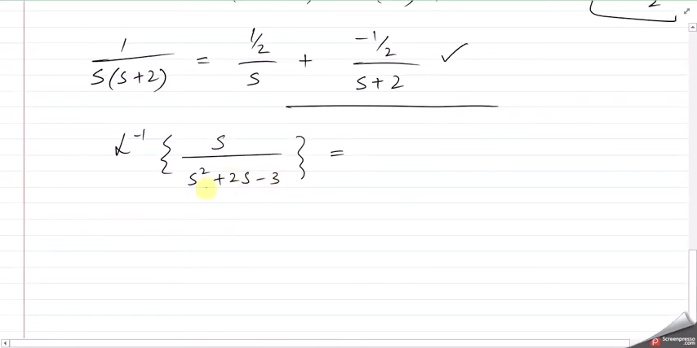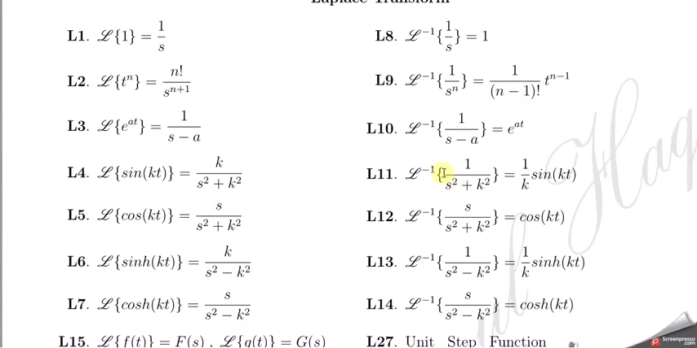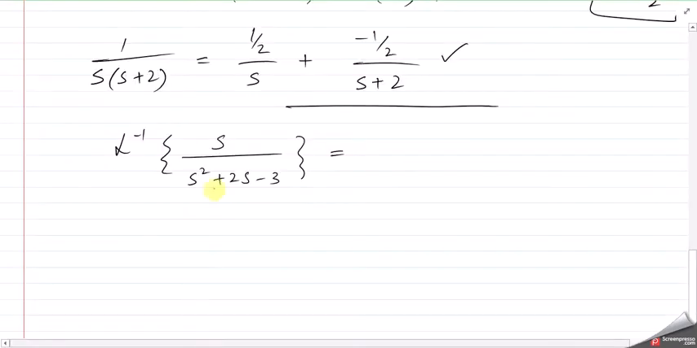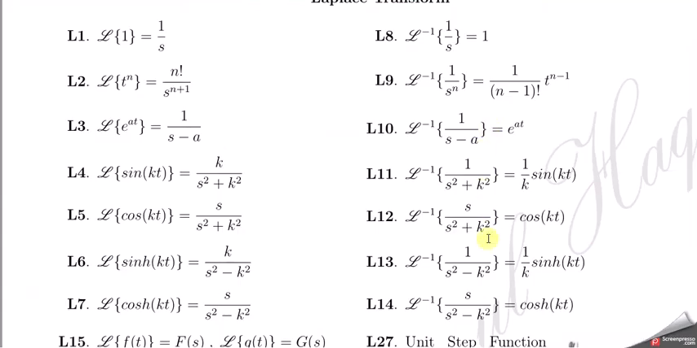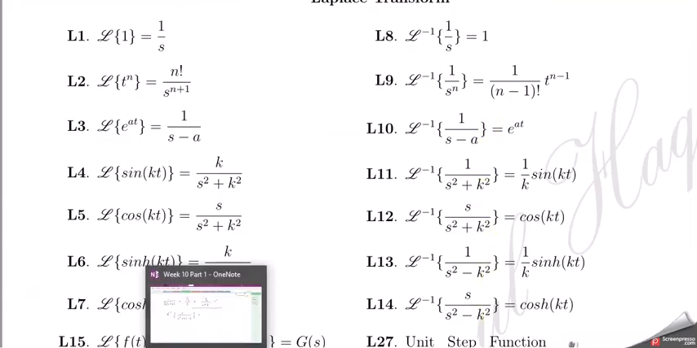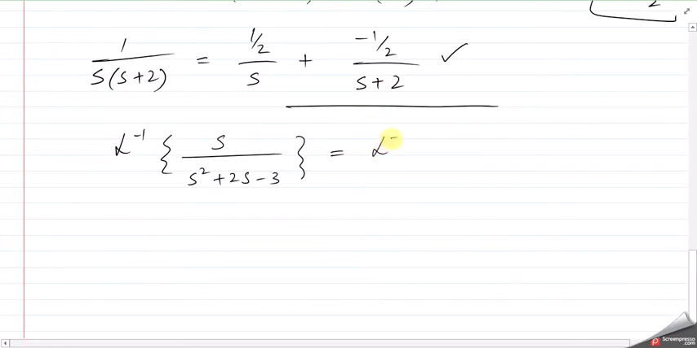S square plus 2s minus 3. There are three terms here. There is an S square, but two more terms. Our formula sheet has formulas with S square, but only two terms: S square plus constant, S square minus constant, not like S square plus S term and a constant. So none of these four formulas we can apply directly. If we can, we will try to factorize first. Can we factorize? It is like this: s plus 3, s minus 1.